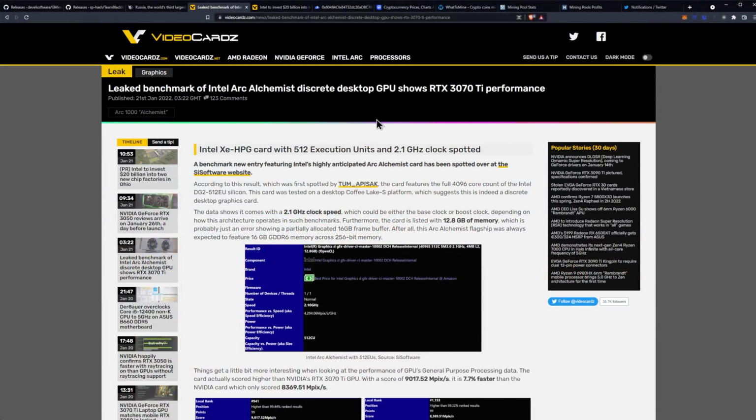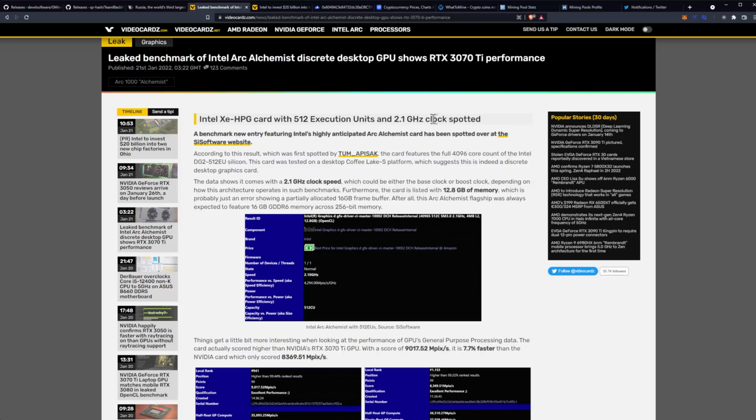We do have some really fun tech news that's more fun than talking about Russia and bans of cryptocurrency. And that is going to be a leaked benchmark of the Intel Arc Alchemist discrete desktop GPU. And this is crazy. This is coming from VideoCardz. They are saying that it shows 3070 Ti performance, which is absolutely nuts.